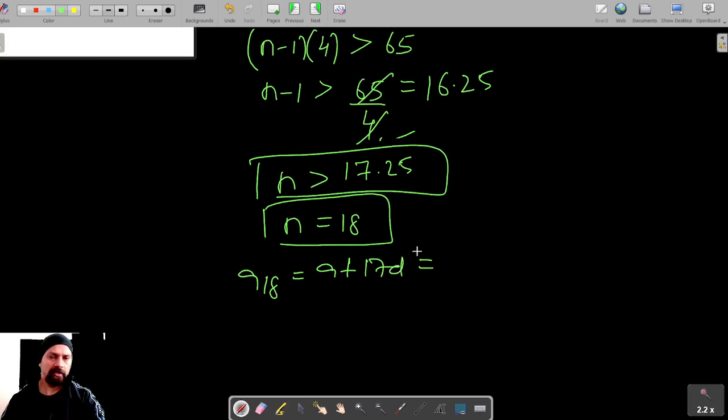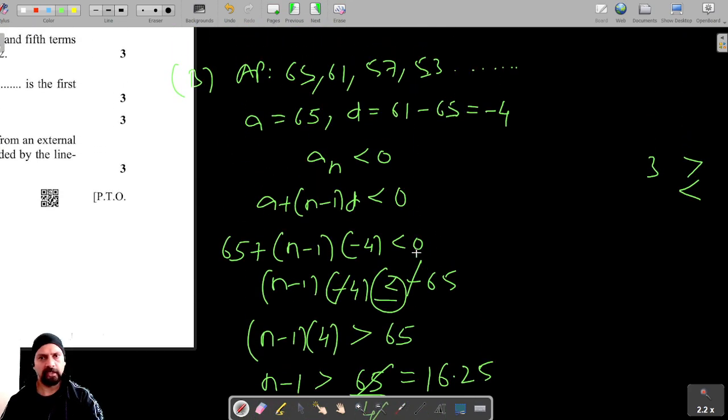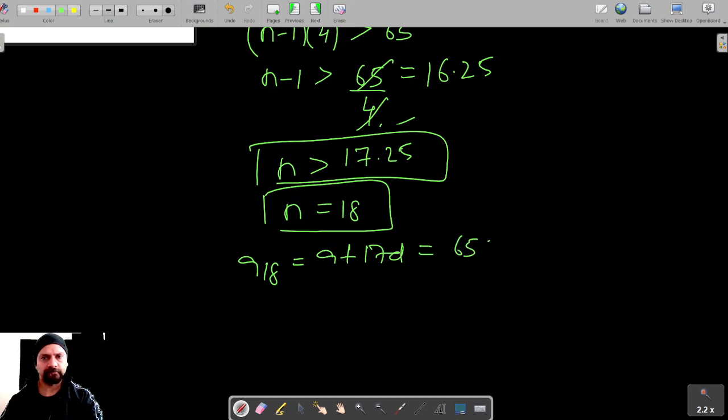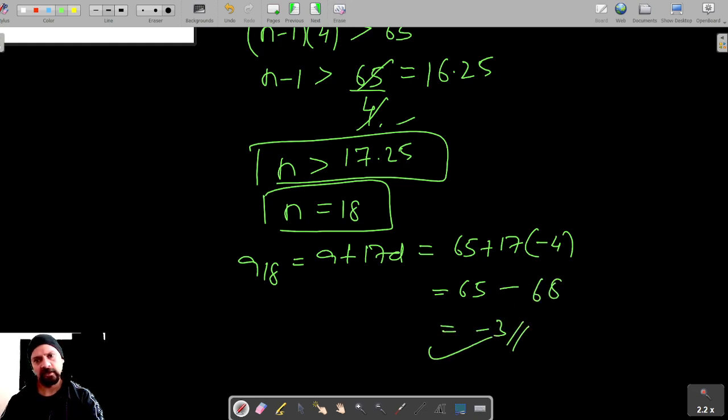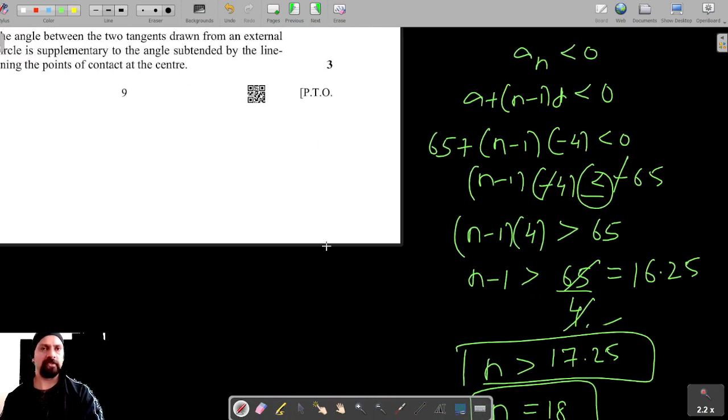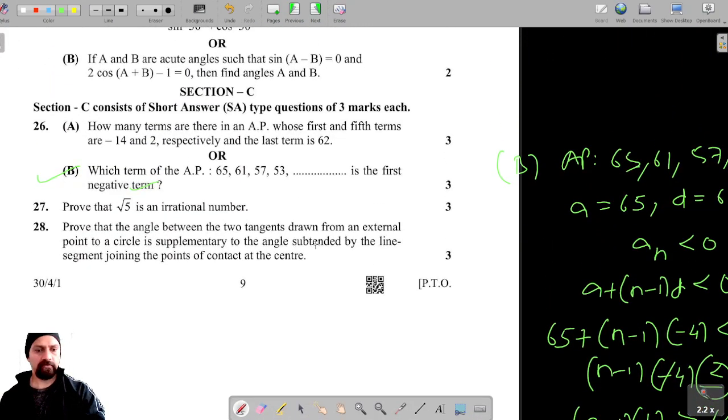We can also calculate that. So the 18th term is a plus 17d, where a is 65, plus 17 into negative 4. So this is 65 minus 68, which is negative 3. So negative 3 is the first negative term. And this is also question number 26. Let's move on to the next question.